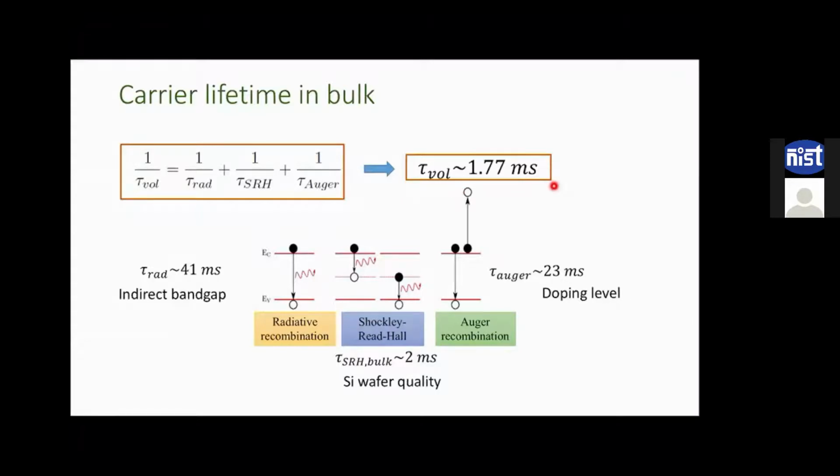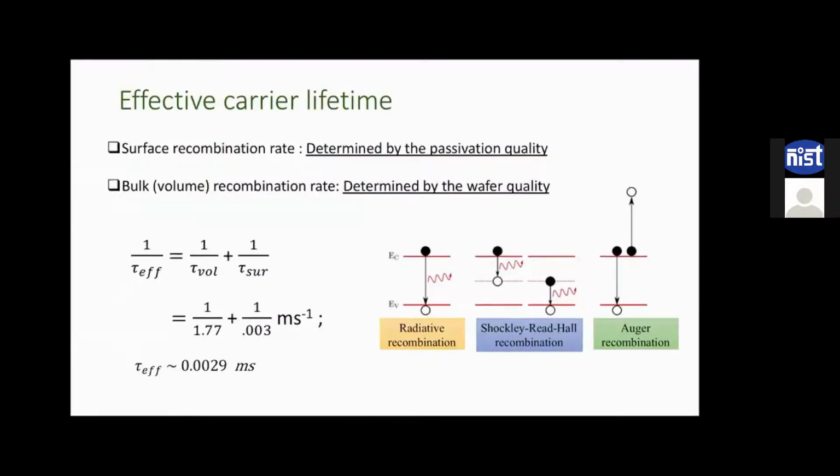Now see, clearly the overall lifetime of your carriers inside your crystalline silicon is limited by this trap assisted recombination process. So now we know what the bulk recombination is, which is determined by your wafer quality. We know the surface recombination, which is determined by the passivation quality.